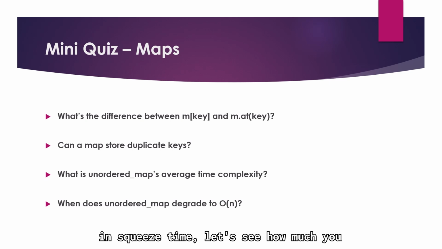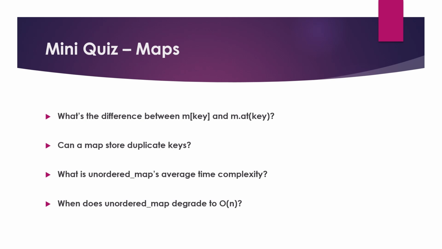It's quiz time. Let's see how much you have picked up. What's the difference between using m[key] and m.at(key)? Can a map contain duplicate keys?